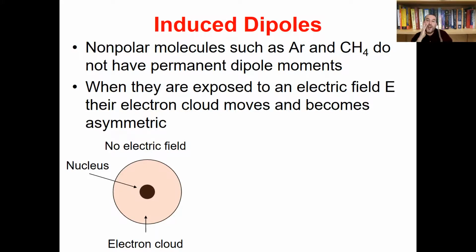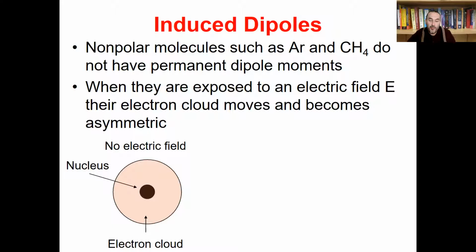Again, many molecules actually do not have permanent dipoles, like methane, for instance. It doesn't have a permanent dipole. However, when you expose these molecules to an electric field, depending on the strength of the electric field and its direction, you can actually move the electron clouds. For instance, methane is a perfect tetrahedron, right? But under the electric field, you can distort this perfect symmetry of methane, and then you create an asymmetry.